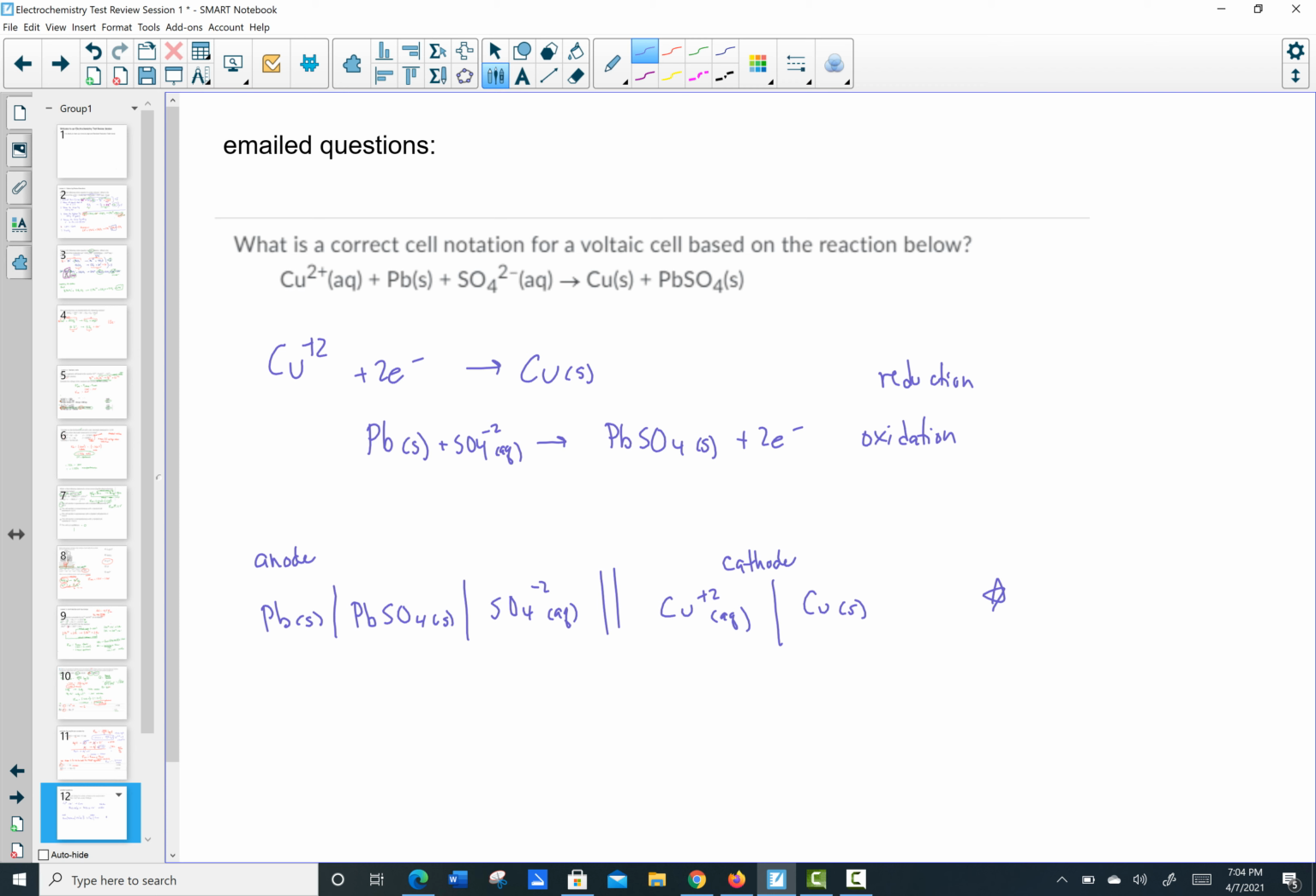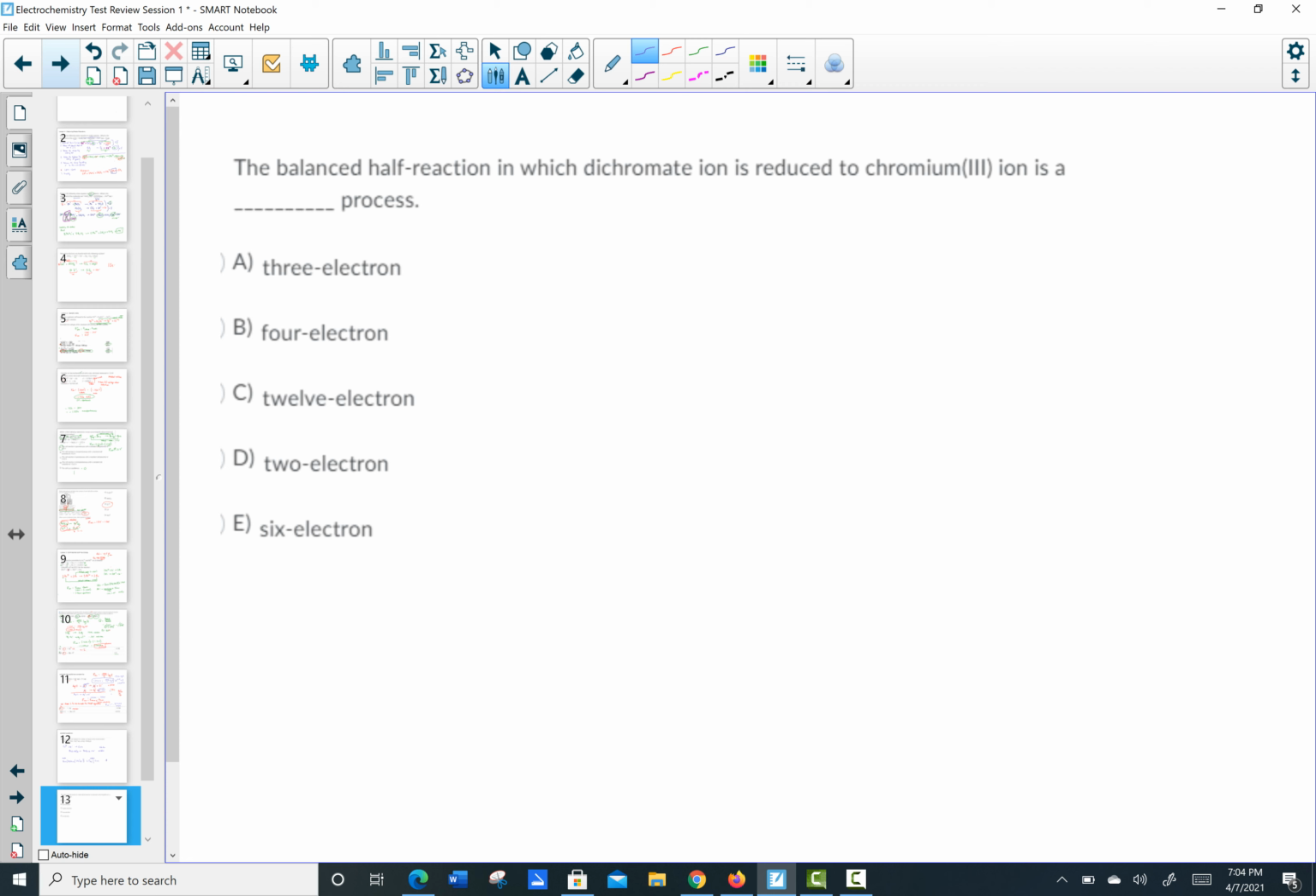If I made a mistake, it was just being a little unsure what to do with the sulfate, but it does need to be included because the reactions, even though we're separating them into anode and cathode, they must be balanced. Good work. Okay, home stretch, my friends. Hang in there with me.